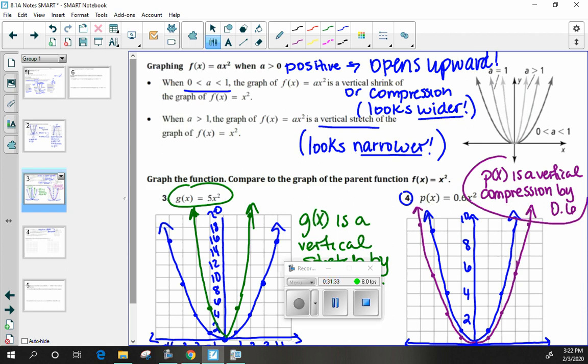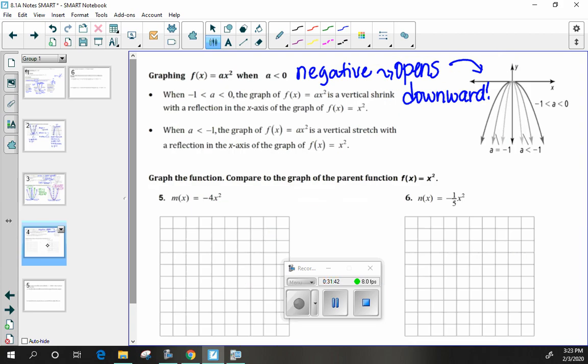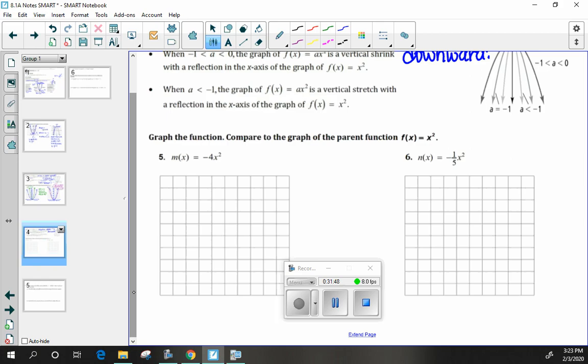Okay, so opens upward. So if A is positive, it opens upward. If A is negative, it opens downward. Then the value decides if it's a vertical stretch or a vertical shrink. Okay, so let's take a look at number 5 here. Number 5, we have -4x squared.